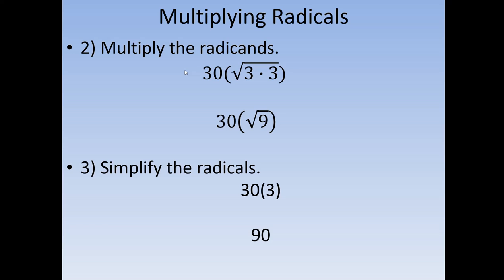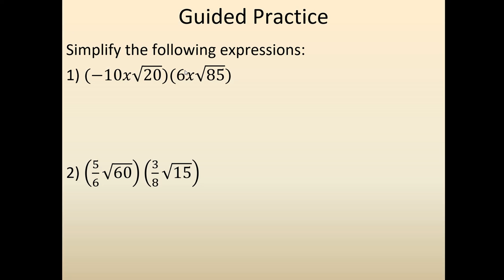Now, if the radical ended up not being a perfect square, that's fine. We just simplify it like we did before. All right, and that's basically it. So here are the first two questions. Pause the video, work it yourself, and we'll go over it in a second.